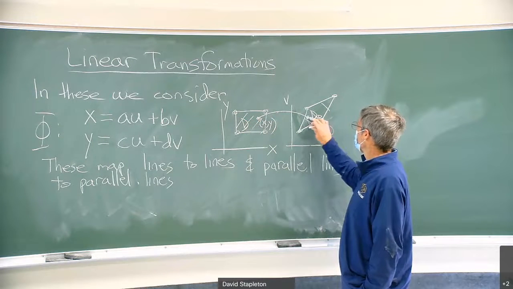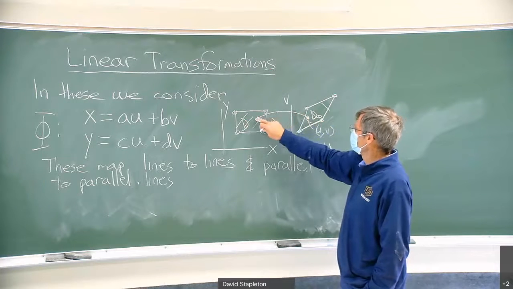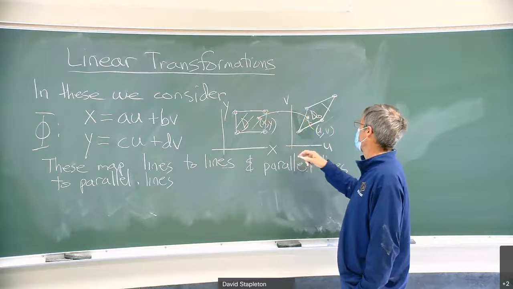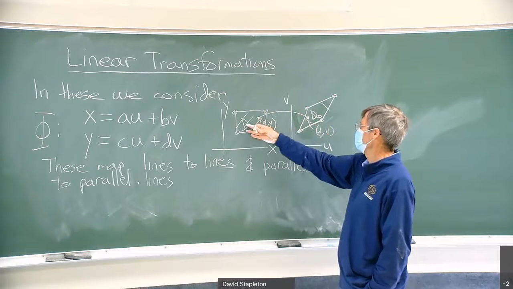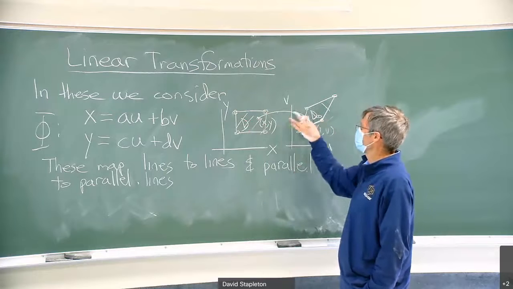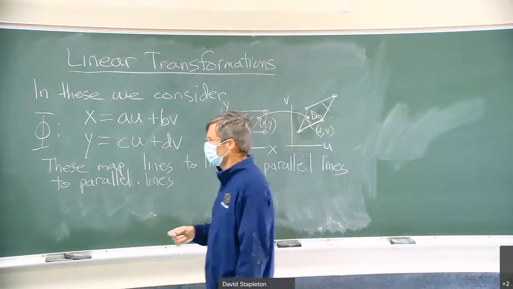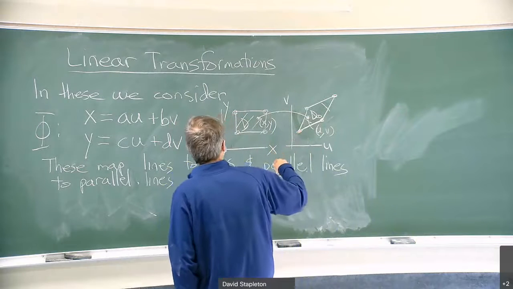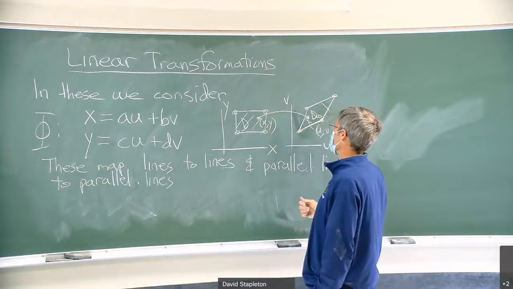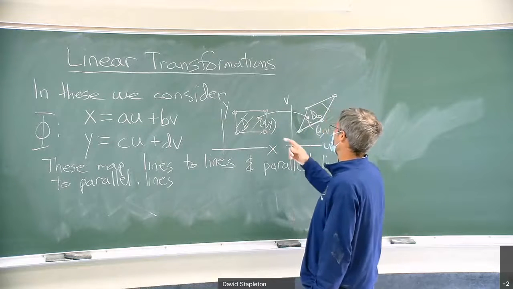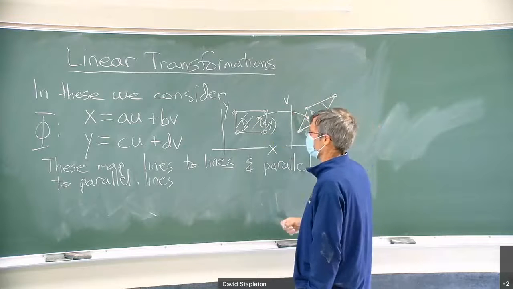The points inside will map to either all the points inside or all the points outside. But for a continuous map, it can't map partly inside and partly outside. So we'll map the inside of this region into the inside of this region. And we can consider integrating over one region and integrating over the other region. Ideally, with linear maps, it'll take parallelograms to parallelograms.